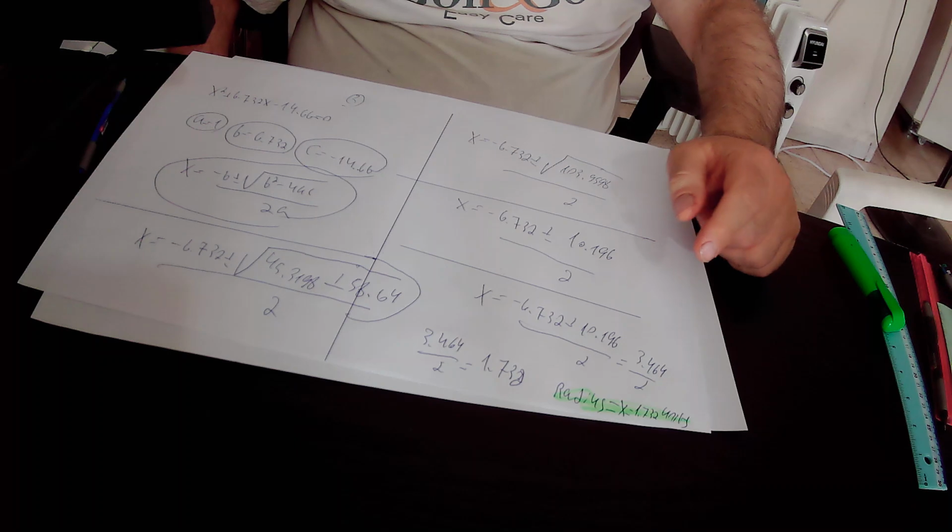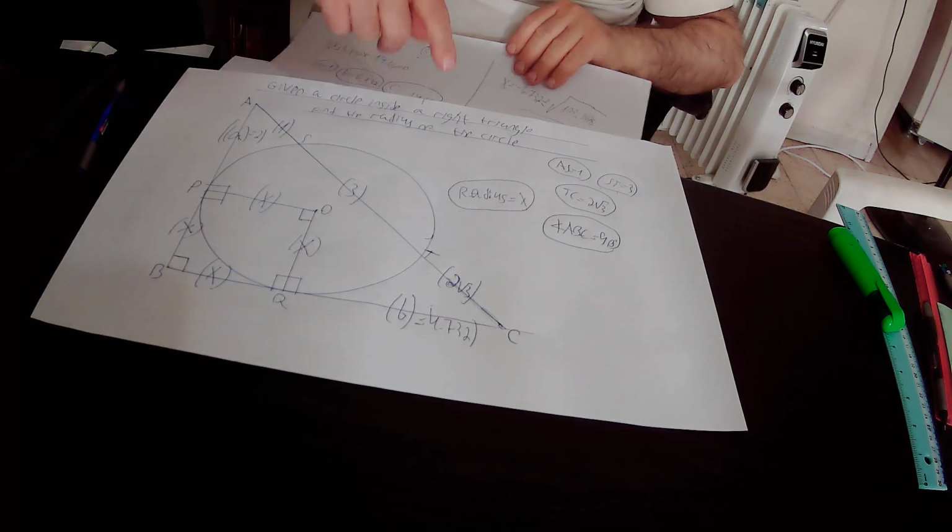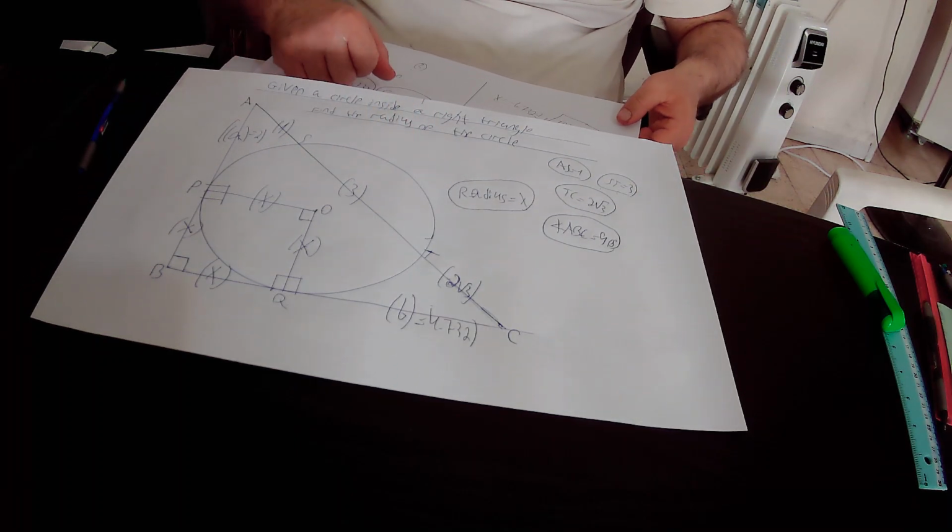In conclusion, I found that the radius of this circle, the radius x, equals 1.732 units.